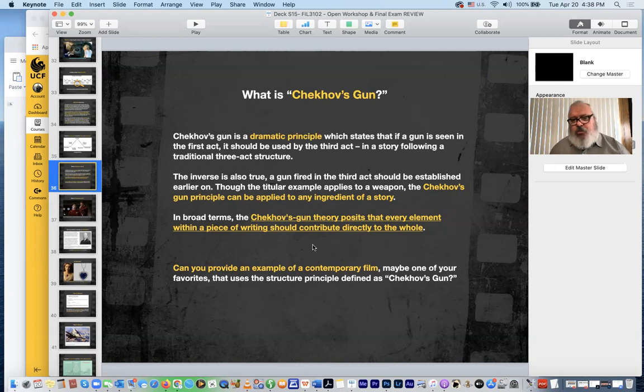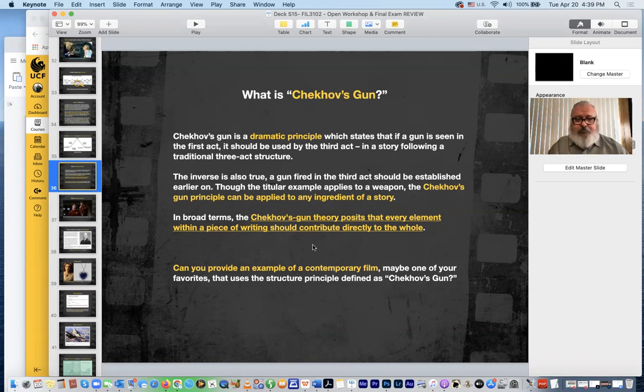So the concept is any elements that you include in your story should serve the purpose of resolving the premise, or wrapping up the concept, resolving the story itself. If you show it and you don't use it, you've created superfluous content that you could edit out of your story, to either cut down on time or cut down on what you're asking the audience to understand and digest in the course of, say, 2 hours. The theory posits specifically that every element within a piece of writing should contribute directly to the overall concept. Anything else is superfluous and you should get rid of it.